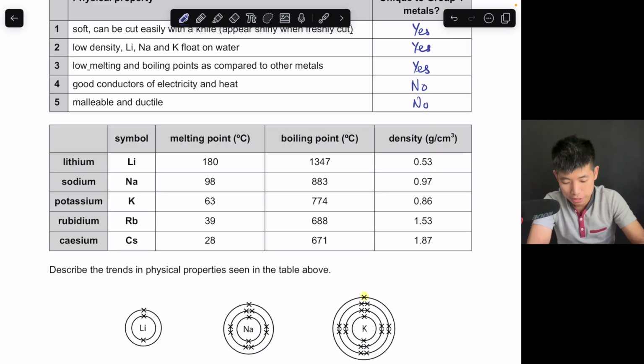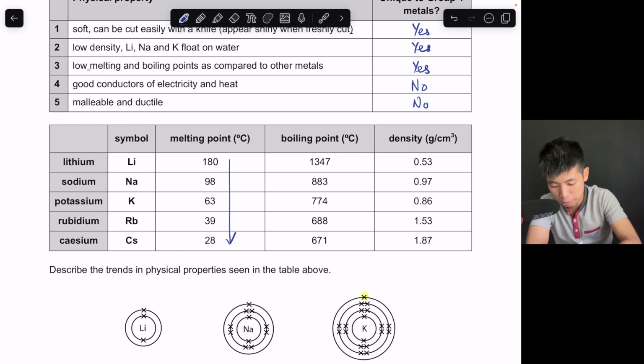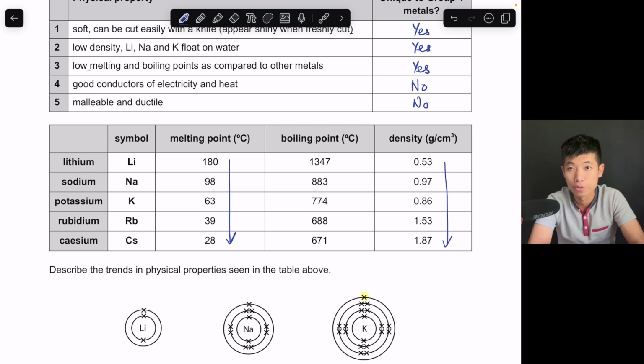What trends do you notice in the data here? The melting point decreases going down the group, and so does the boiling point. The density, however, increases as you go down the group.